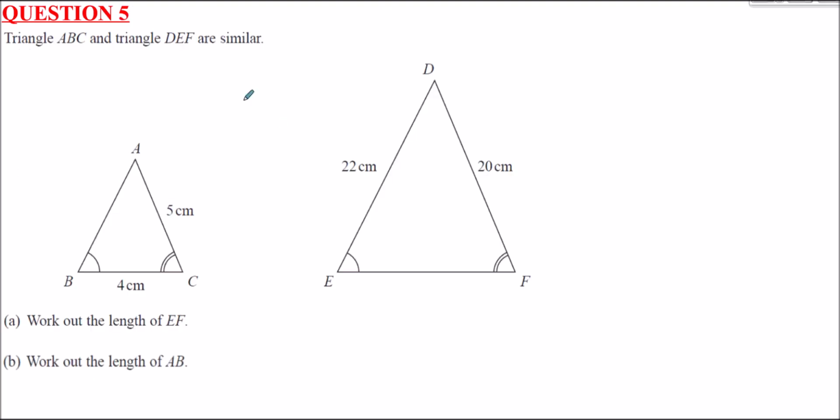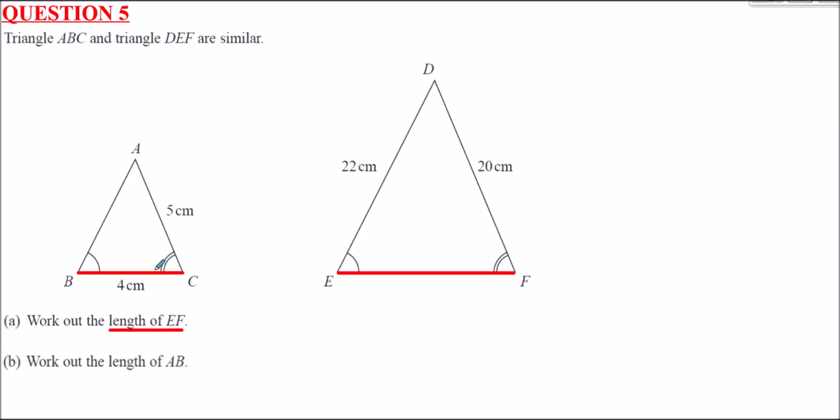Question 5, we're talking about similarity, similar triangles. So ABC and DEF are similar shapes. We're asked first of all to work out the length of E to F. So EF here is this bottom side, and the side which relates to EF on the smaller one is BC. So I'm going to highlight BC and EF in red.